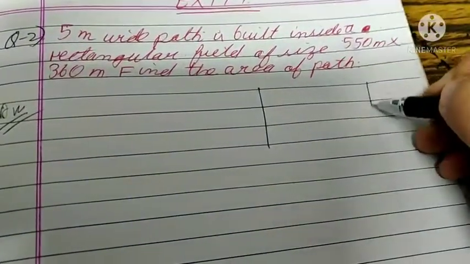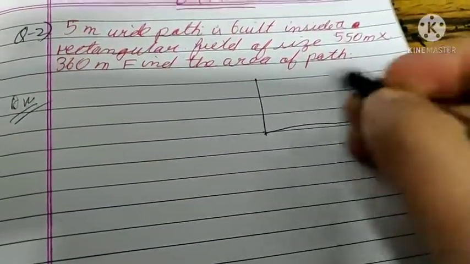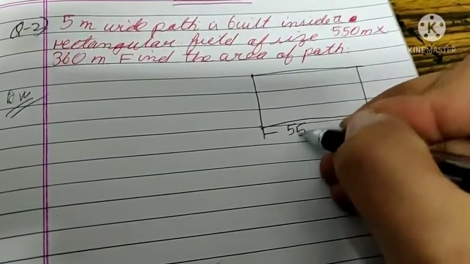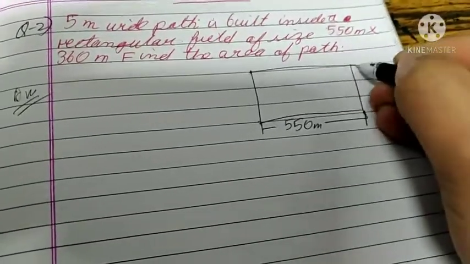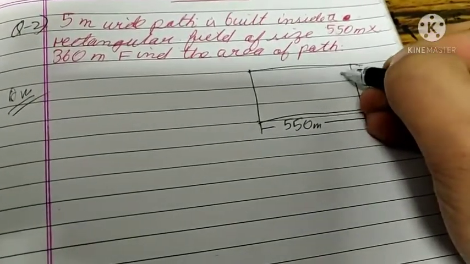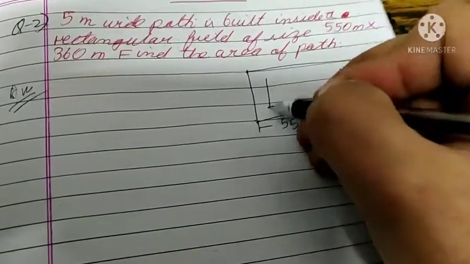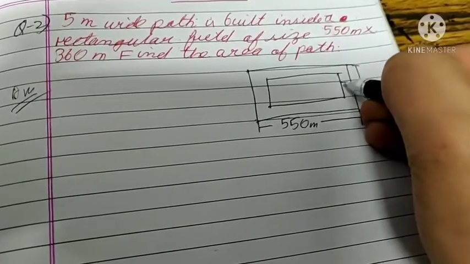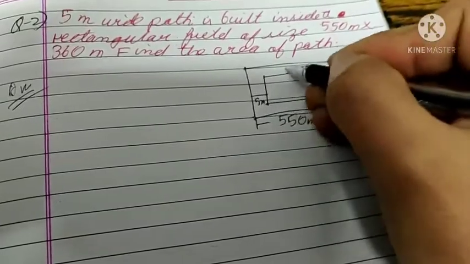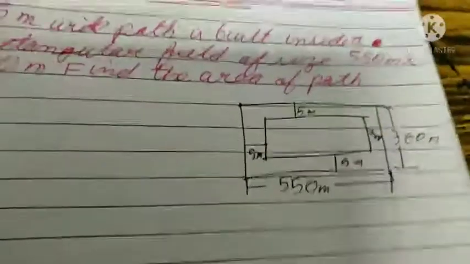There is a rectangular field. It has a length of 550 meters and a breadth of 360 meters, okay? And we have to construct a 5-meter wide path inside. This is 5 meter, this is 5 meter, this is 5 meter, this is also 5 meter. You have to construct a path 5 meter wide inside this, okay?